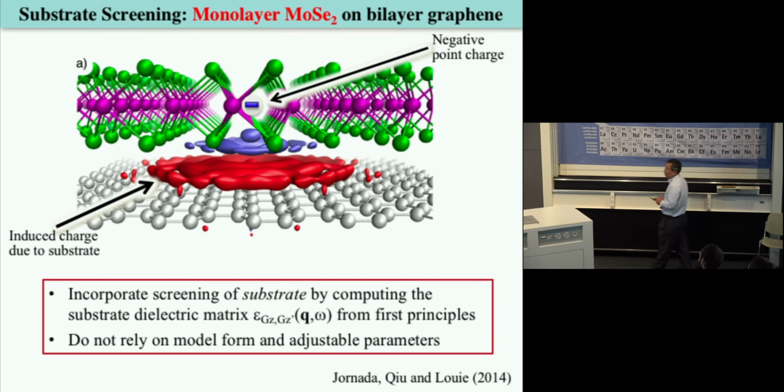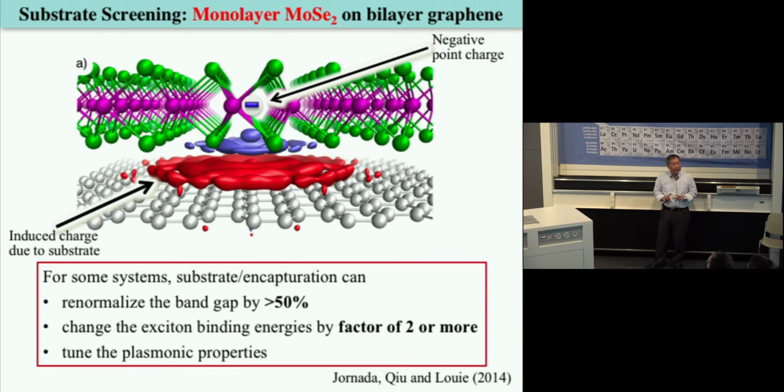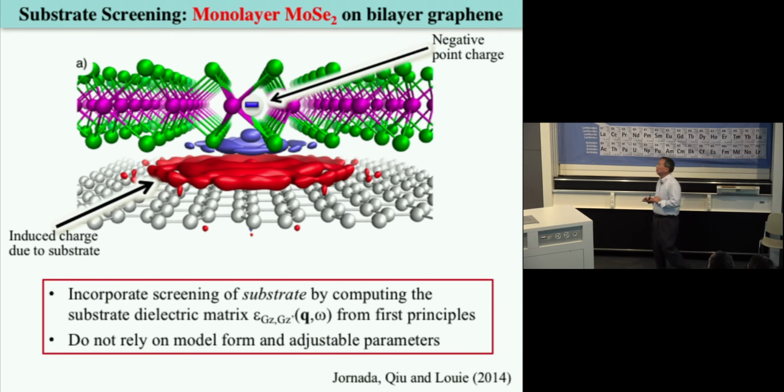So in fact, our predicted dark excitons and this reverse quantum level order have been seen experimentally by my colleague Xiang Zhang at Berkeley using 2-photon spectroscopy. Let me now turn to substrate screening, why it is very important. It can change the property of 2D material significantly.